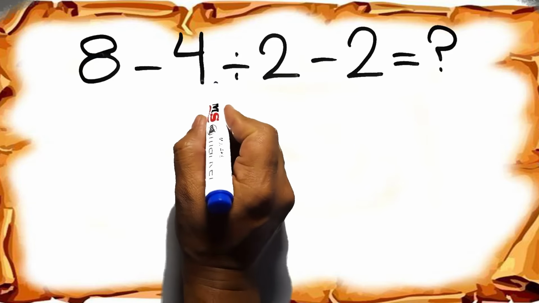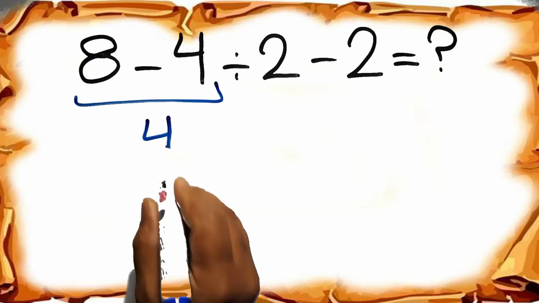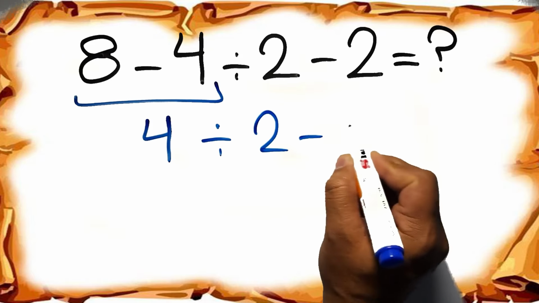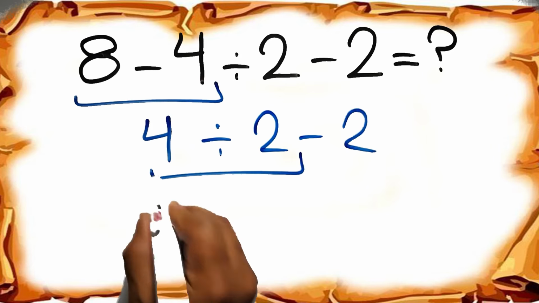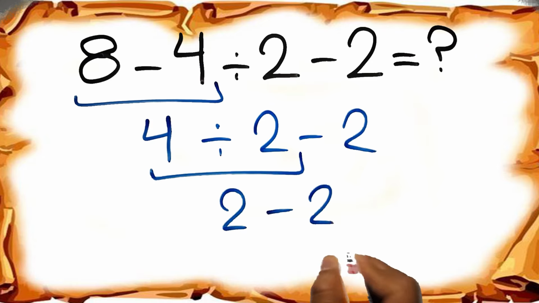8 minus 4 gives us 4. So 4 divided by 2 minus 2. 4 divided by 2 gives us 2, and 2 minus 2 is just 0.